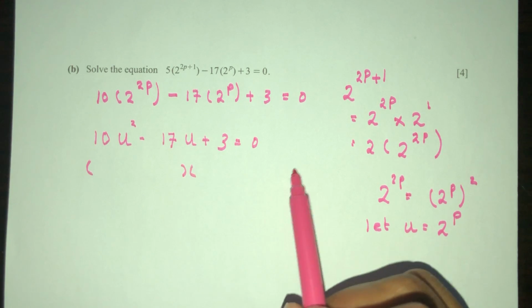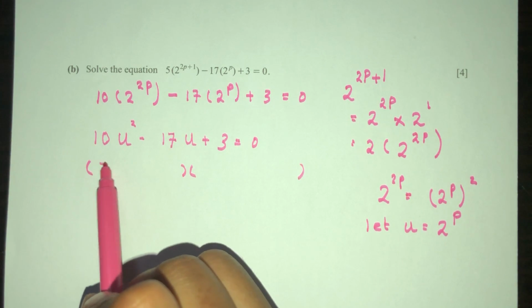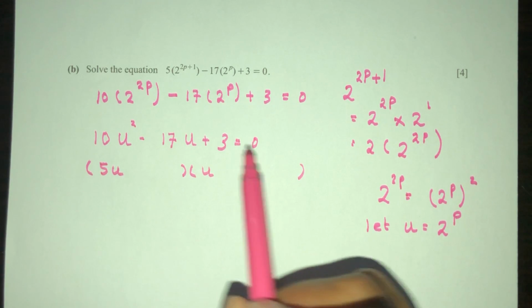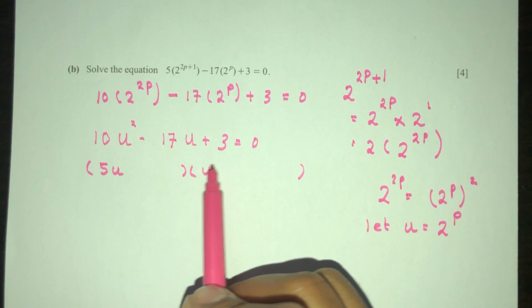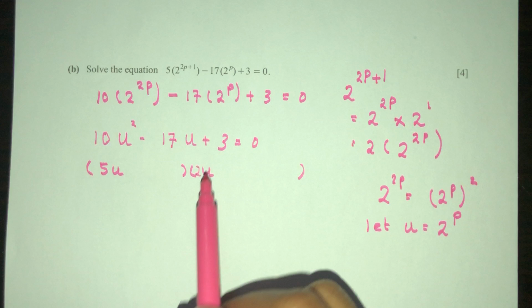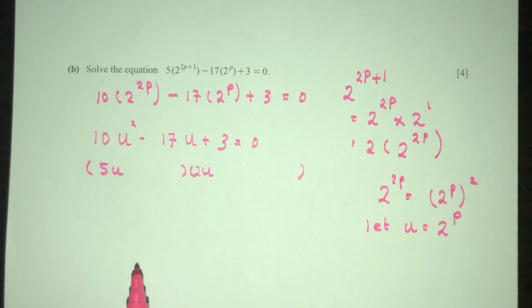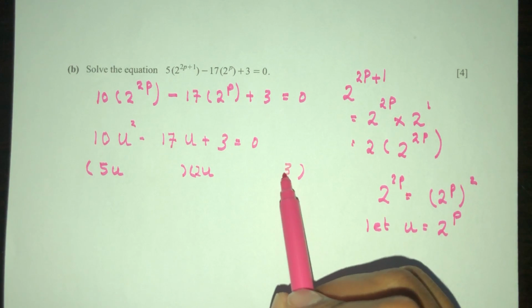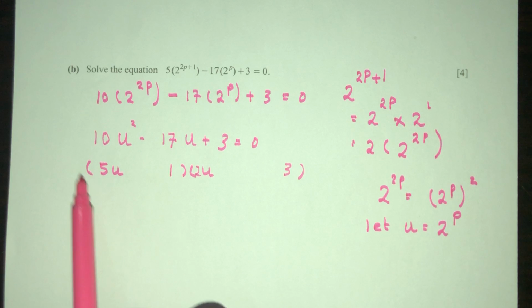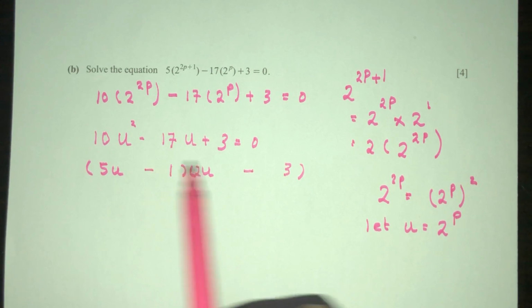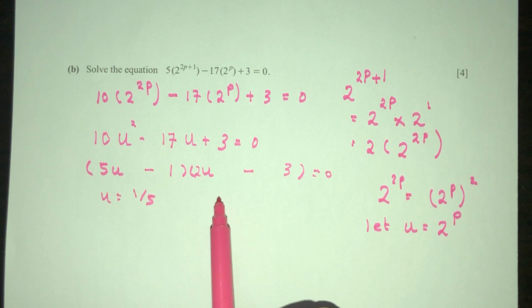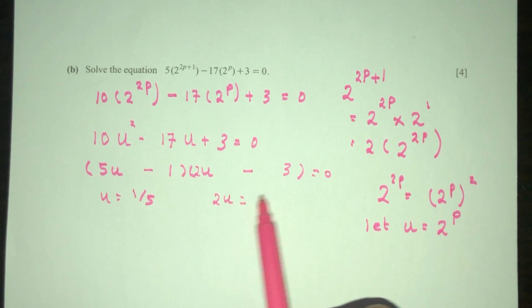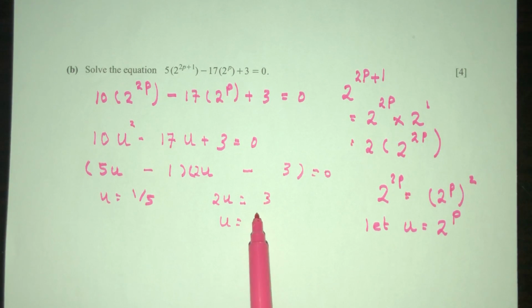So factorize. What is 10? 10 is 5u times 2u, sorry, not 3u, and 3 is just 3 times 1. Now to get minus 17, we have to have minus 15 minus 2. Simplifying, u will be 1 over 5, and 2u is equal to 3, so u will be 3 over 2.